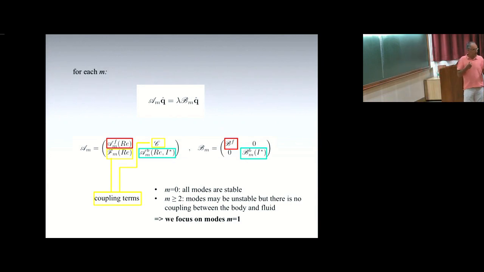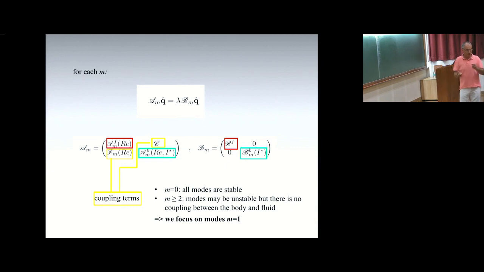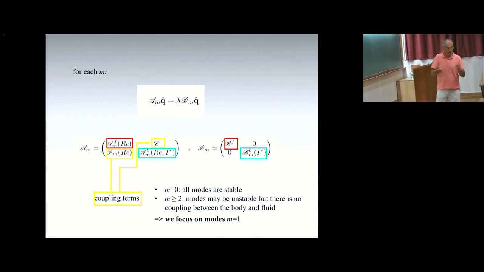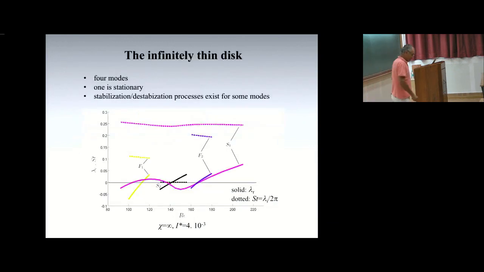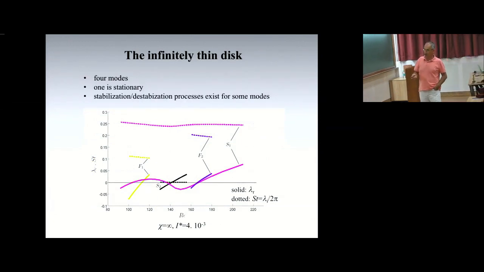So the only mode of interest for us, in order to understand why the fluid is able to disturb the body motion, is the mode m equal to 1, on which we concentrate later. Once you solve this eigenvalue problem, you get this kind of thing. This is for one infinitely thin disk, and for one specific inertia.